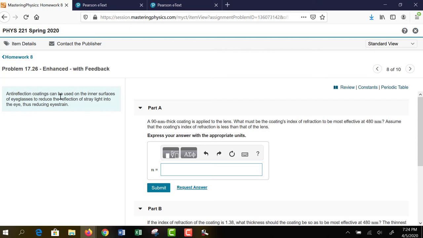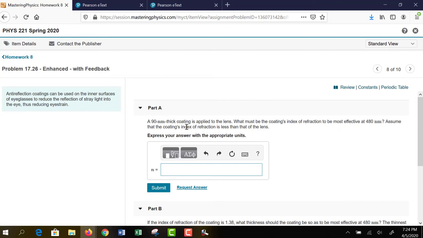So anti-reflective coatings can be used on the inner surfaces of eyeglasses to reduce the reflection of stray light into the eye, thus reducing eye strain. So maybe you even have something like this. A 90 nanometer thick coating, so that's the thickness, that's t in the formula. Be careful, nanometers, no problem.